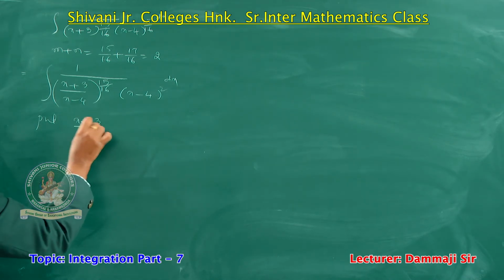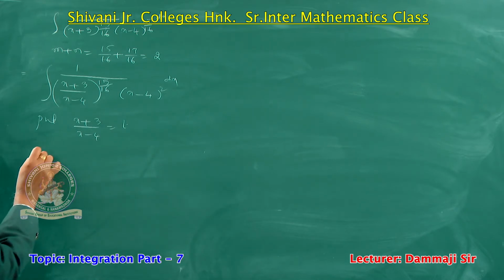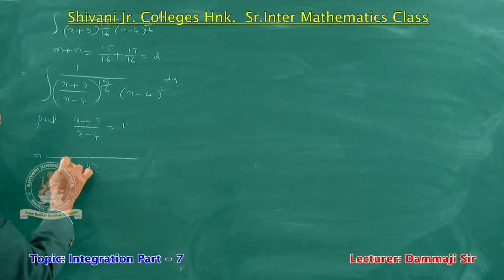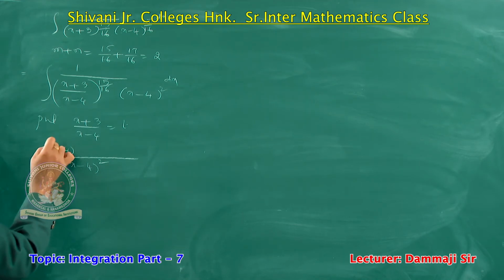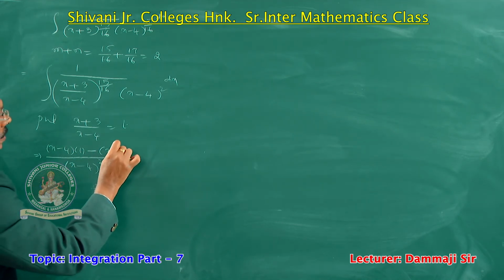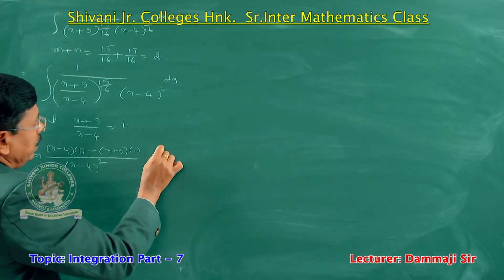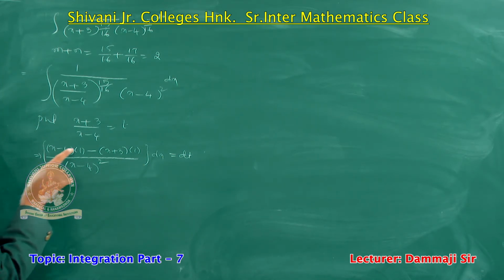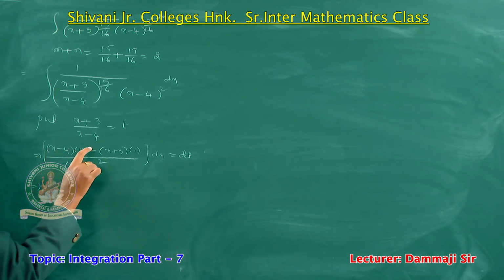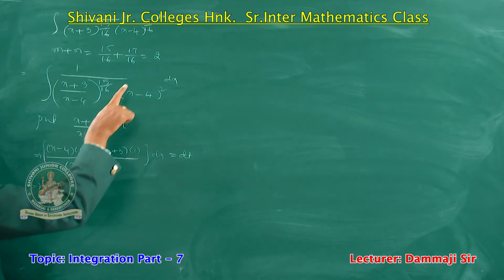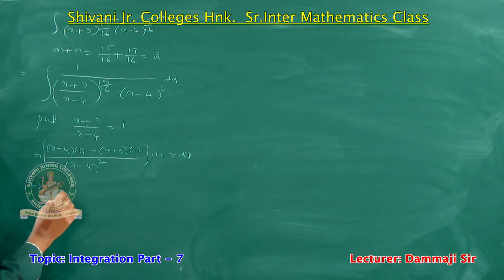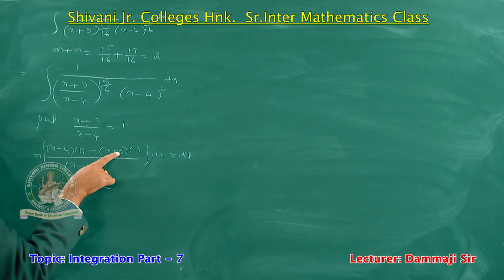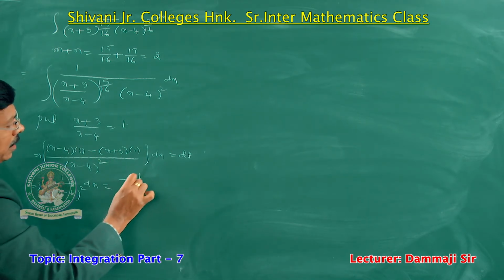What about the process? (x+3)/(x-4) is t. What about its differentiation? By the u by v method, it is [(x-4)(1) - (x+3)(1)] over (x-4) whole square, dx equal to dt. The plus x and minus x get cancelled, minus 4 minus 3 is minus 7. The required value is 1/(x-4) whole square dx is equal to minus dt by 7.